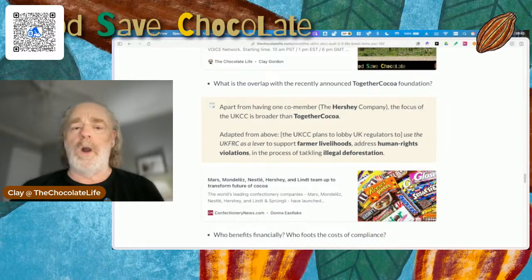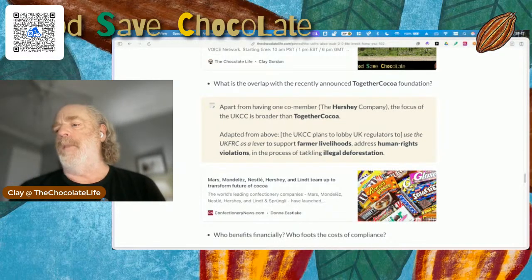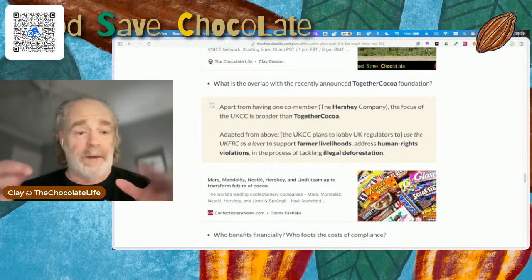Whereas Together Cocoa is focused almost entirely, at least from what the reporting has been so far, on farmer lives and livelihoods. So making sure that cocoa farmers have enough income, right?